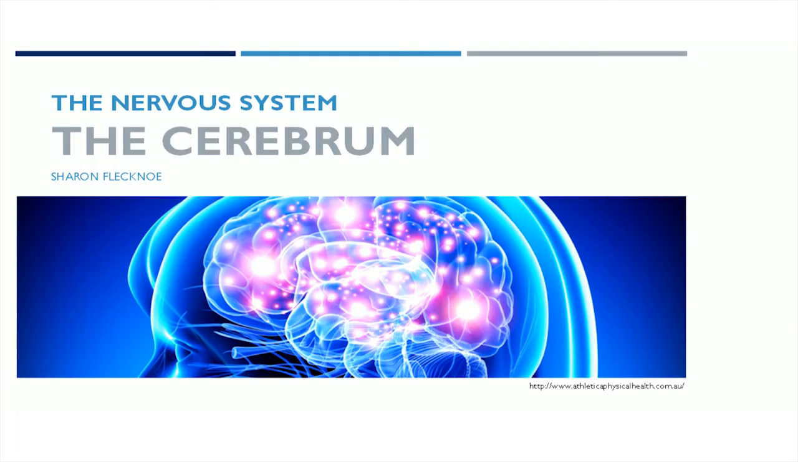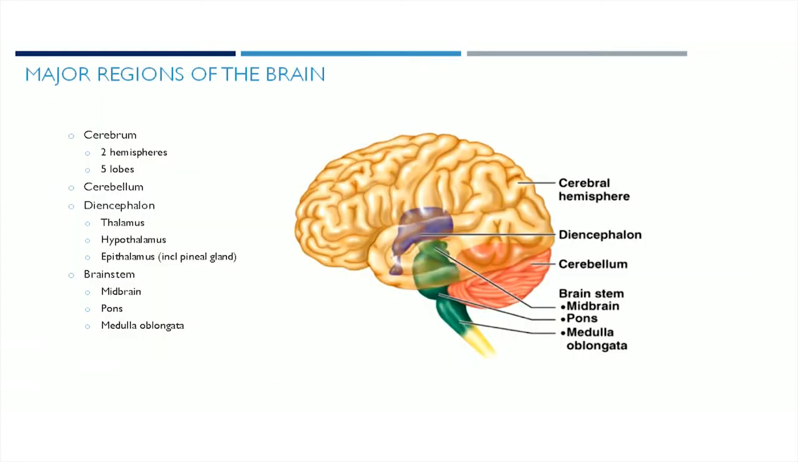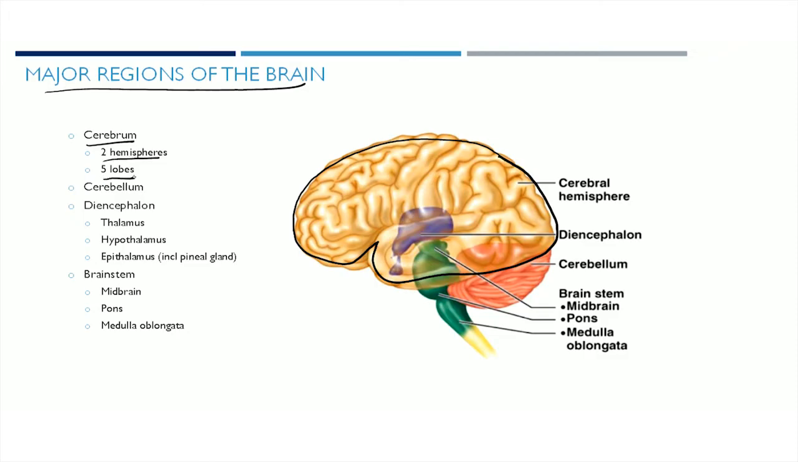So this next video is going to talk about a structure called the cerebrum. And as you'll see in this diagram here, the cerebrum is just part of the brain. There are lots of different regions of the brain. The cerebrum is the one that forms the majority of the area that you see. So this is the cerebrum all the way up the top here. It's broken into 2 hemispheres and 5 lobes, but we'll discuss this later in this video.